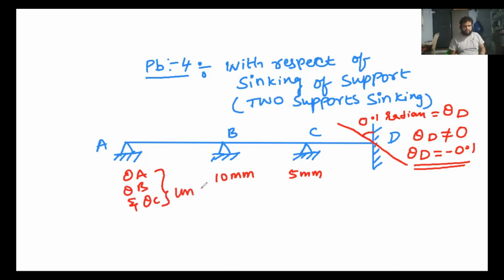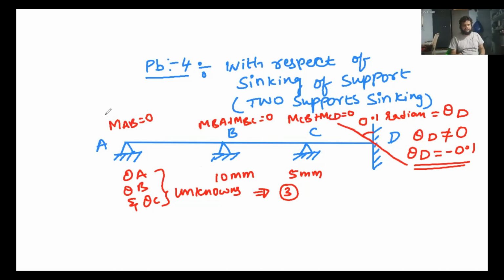So theta A, theta B and theta C are unknowns. For these unknowns, how many equilibrium equations are required? 3 equations. What are those 3 equations? MAB must be equal to 0, MBA plus MBC equal to 0, next MCB plus MCD equal to 0. These are the 3 equilibrium equations that we have to generate in order to solve theta A, theta B and theta C. What else is given in the question? They are telling I is constant, the same for all these 3 spans, E and I.